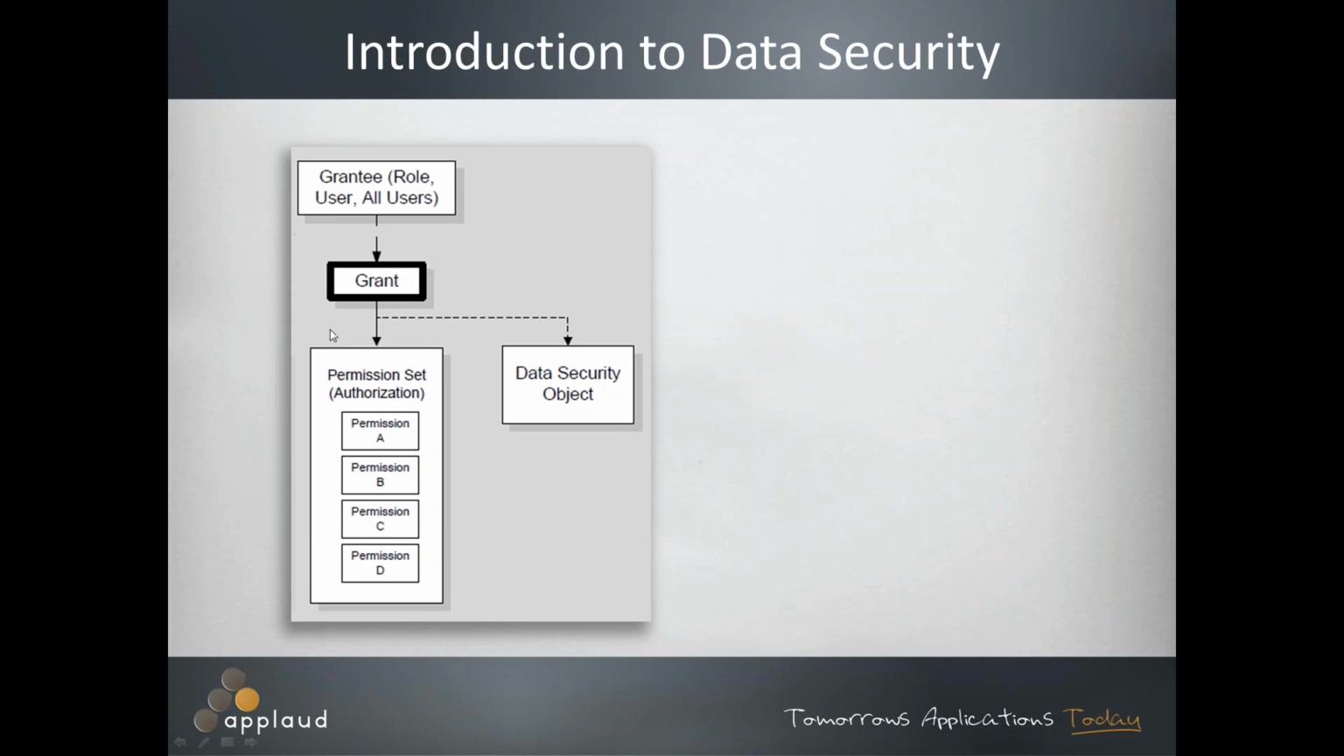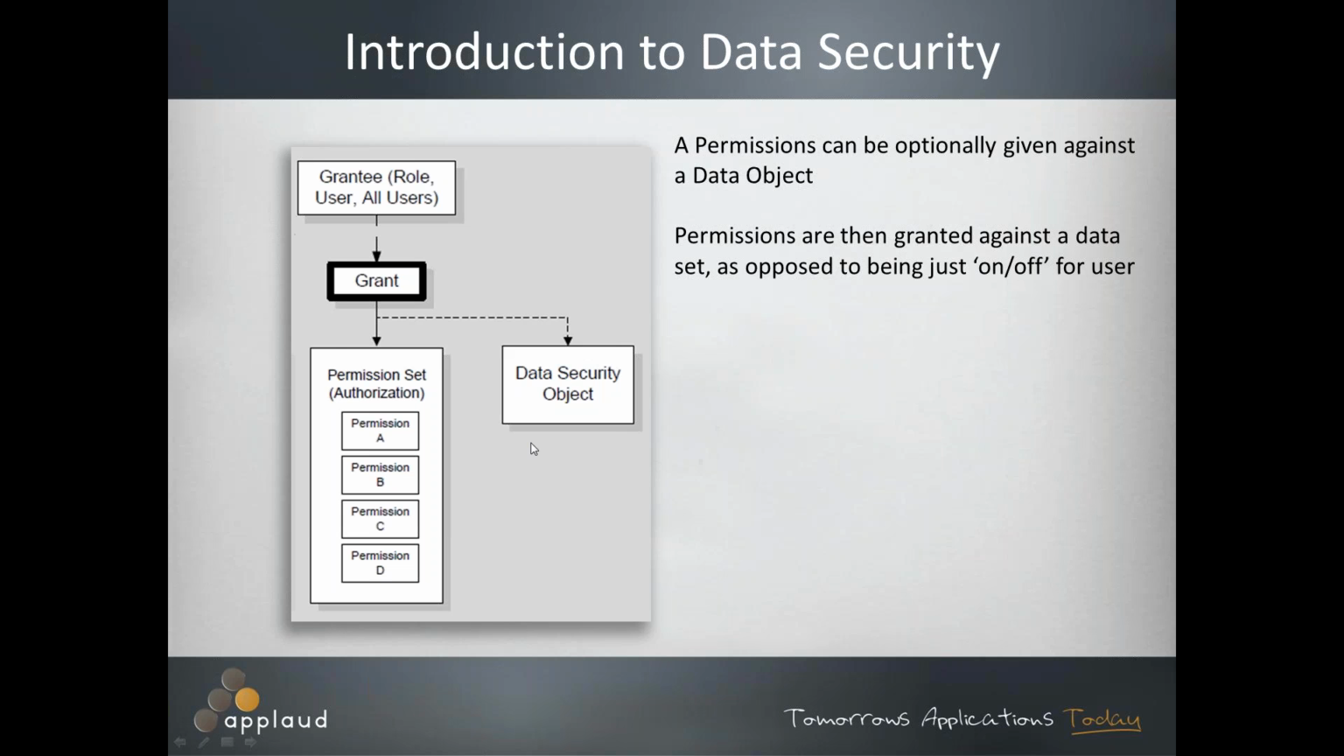Now, where we stopped last time is we talked about public grants, grants where you had access to see a layout against everybody. But now we get on to the concept of data security, which takes that security concept one step further. Permissions can optionally be granted against a data object. Normally when you grant or put options on a menu, that menu option is on or off. It's usually Boolean. You either have it or you don't have it. You have it for everybody or you don't have it at all.